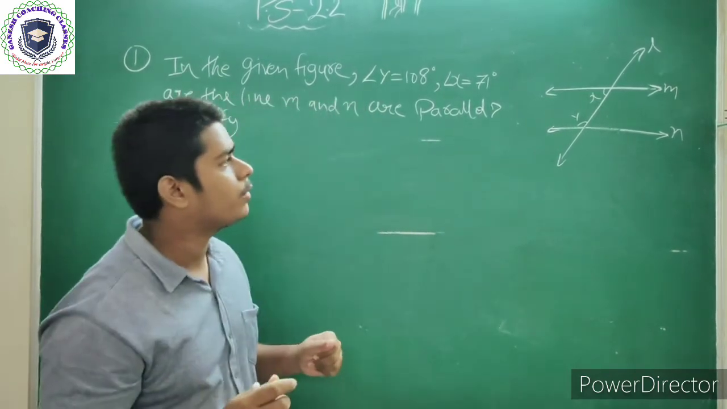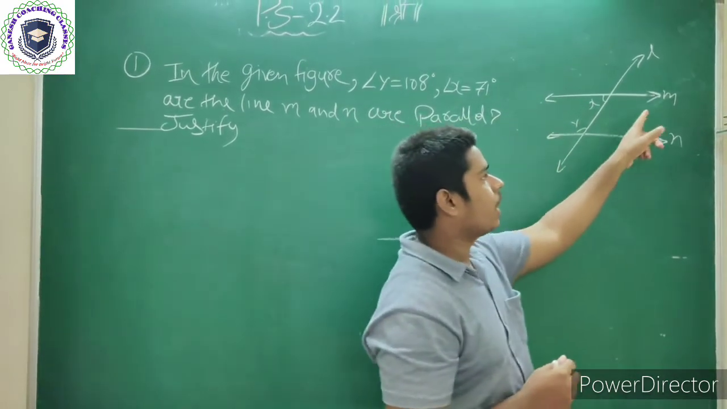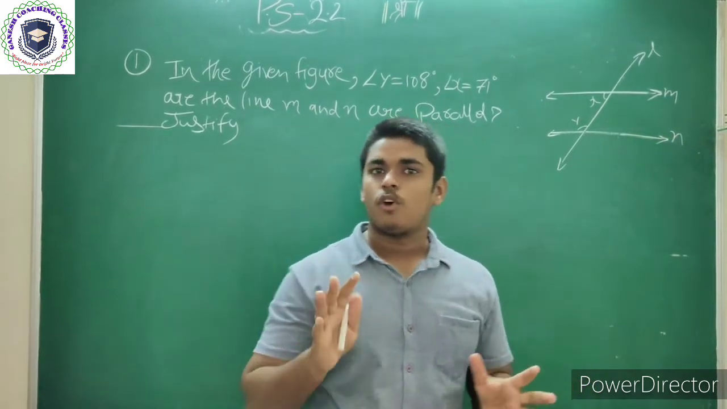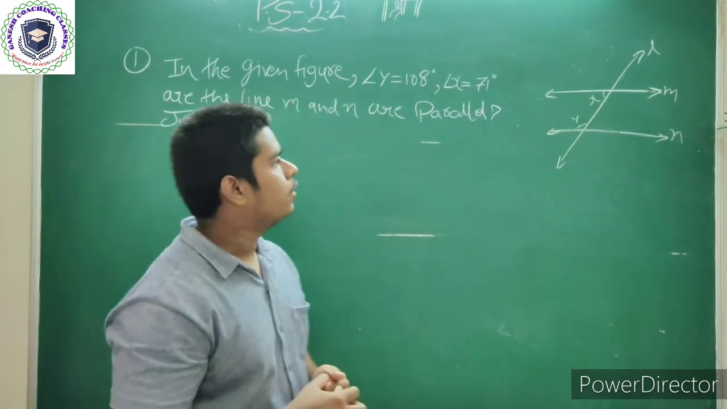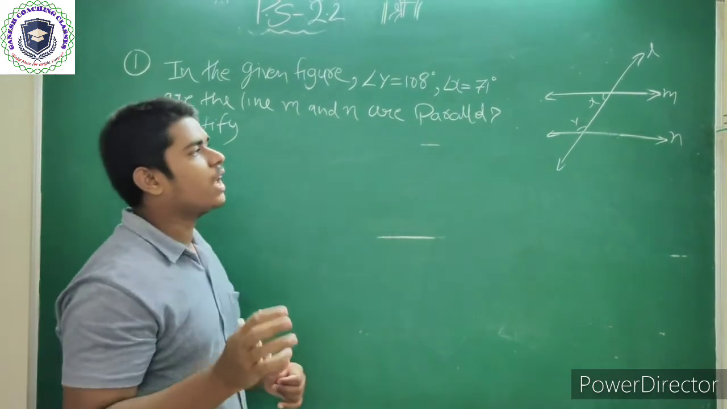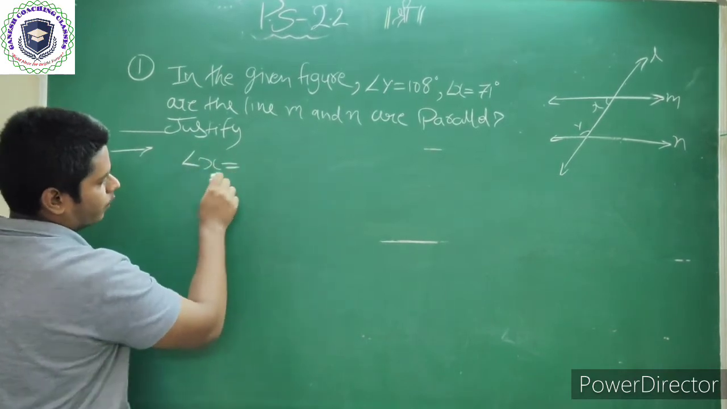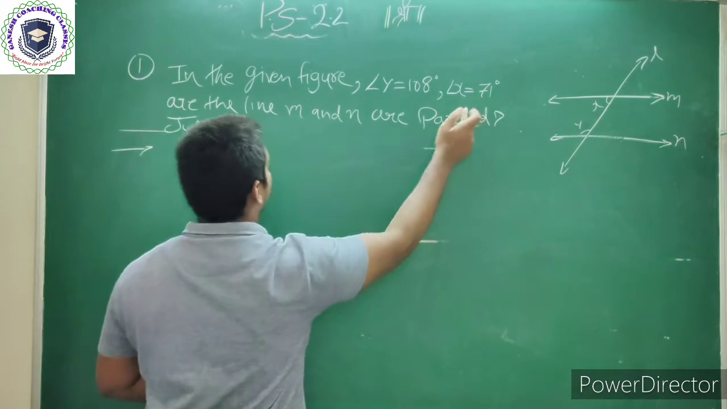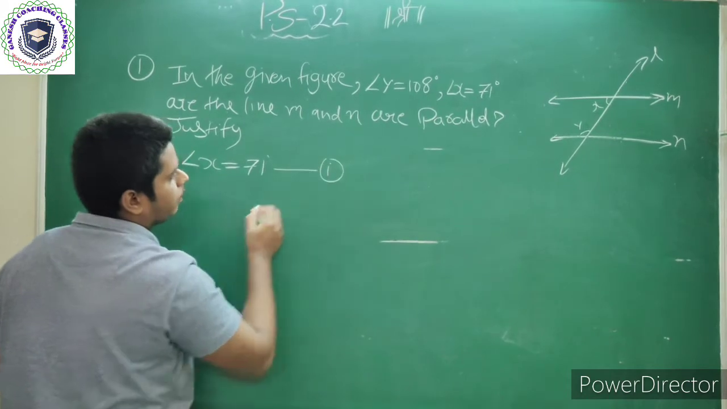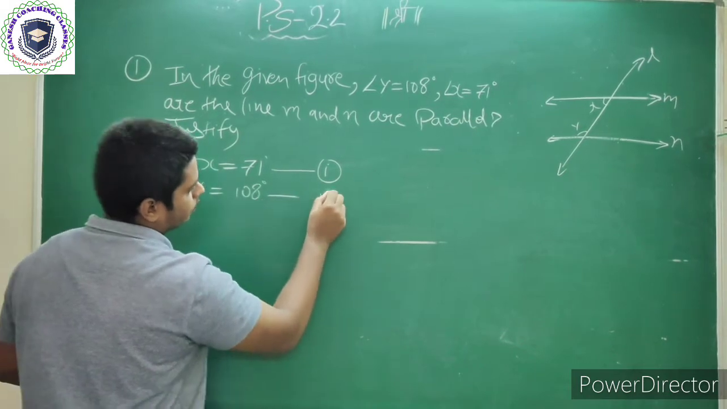Now, here we have the measure of angle x and measure of angle y, and we have to prove that m and n are parallel. If it is not parallel, we have to justify. So let's start. First of all, we will take the values which are given here, the values of x and y. The value of x is 71 degree. So measure of angle x is equal to 71 degree, we will call it equation number 1, and the measure of angle y is equal to 108 degree, we will call it equation number 2.